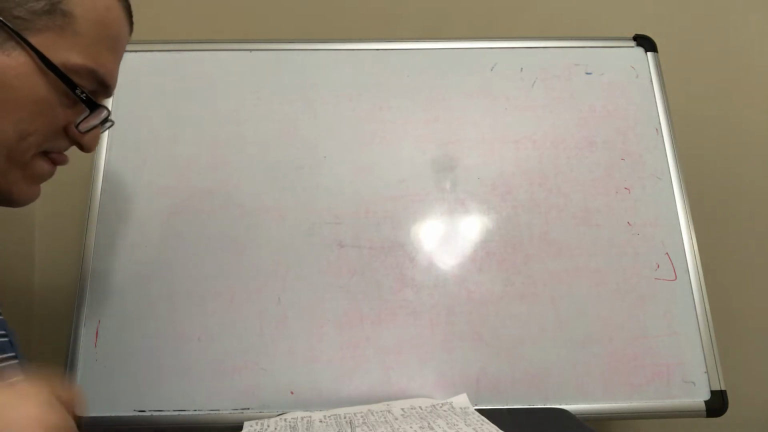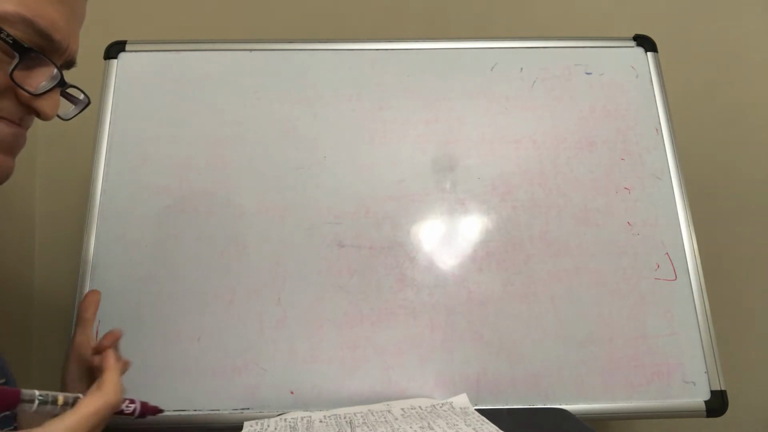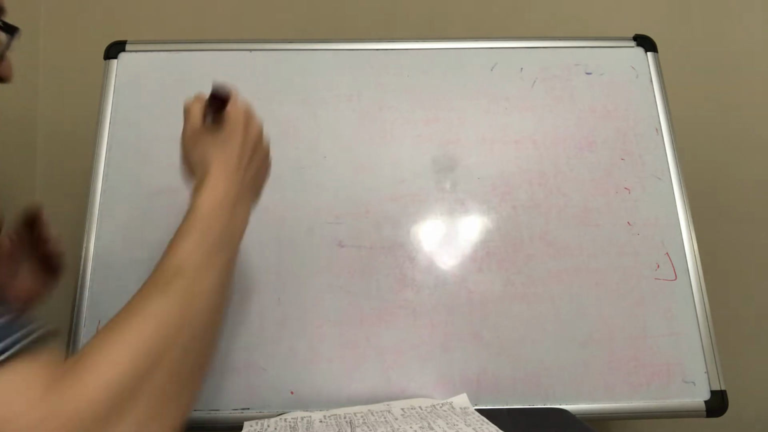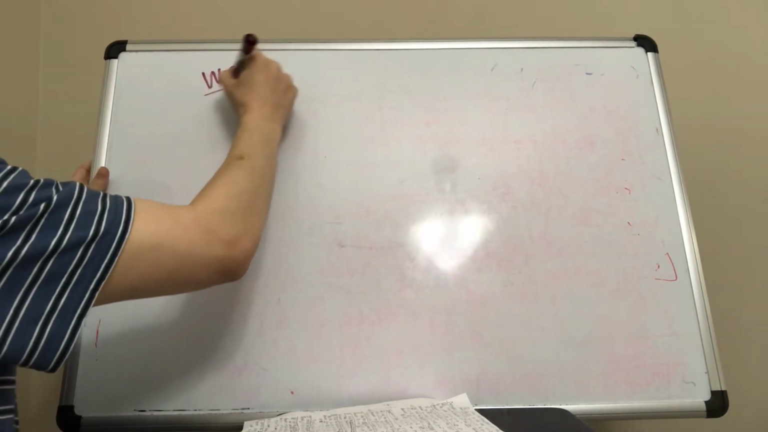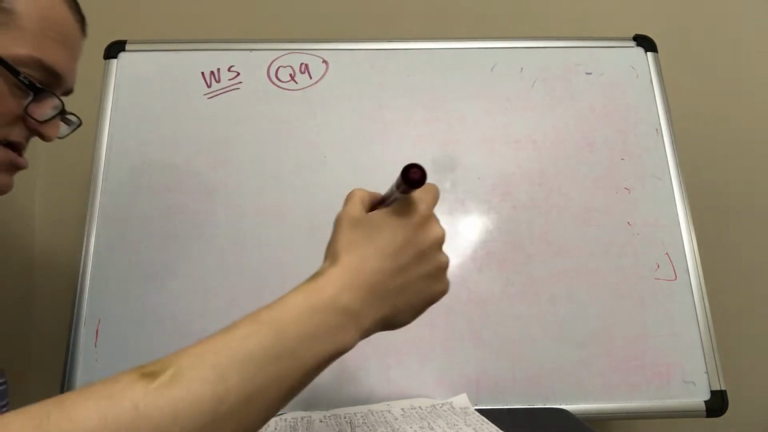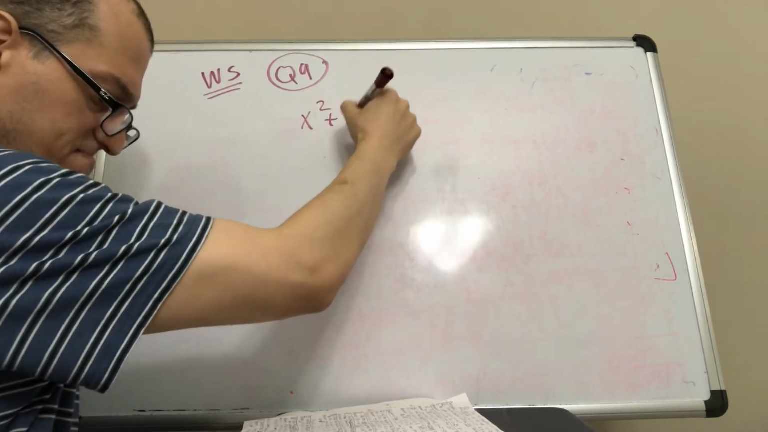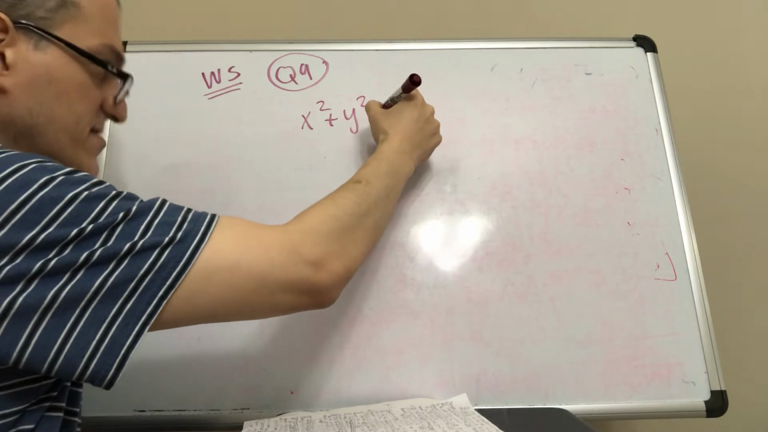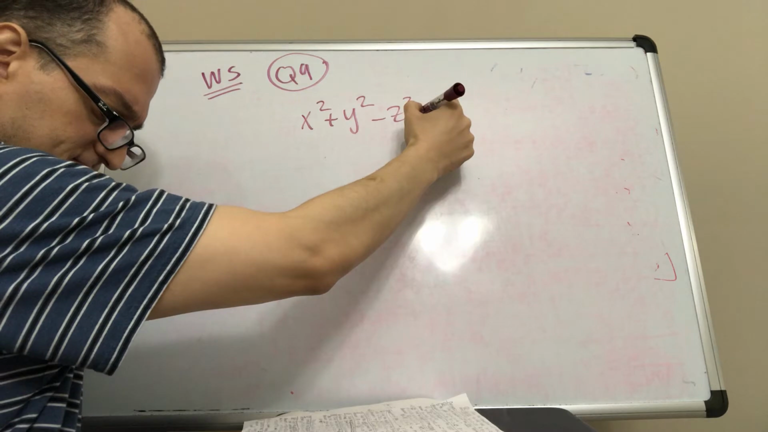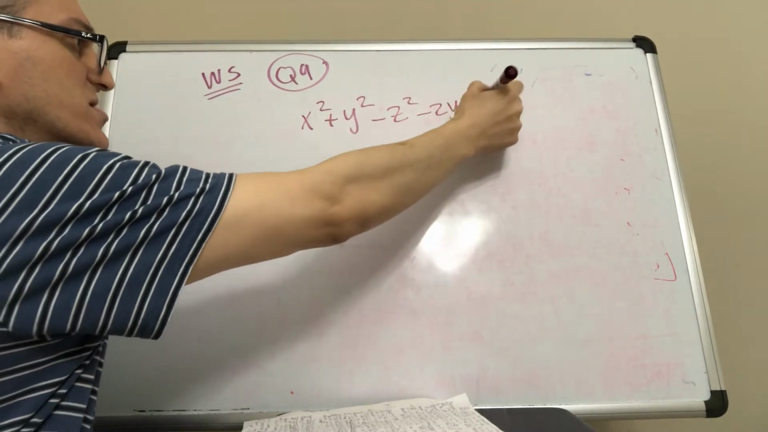Okay, I want to talk about something called curve sketching. It was in your worksheet, question number 9. It was x squared, y squared, z squared, what is it? Negative 2y plus 1 equals 0.